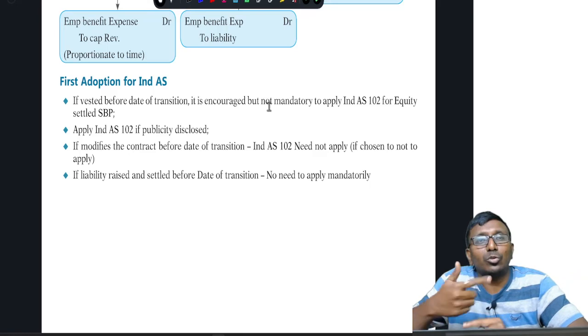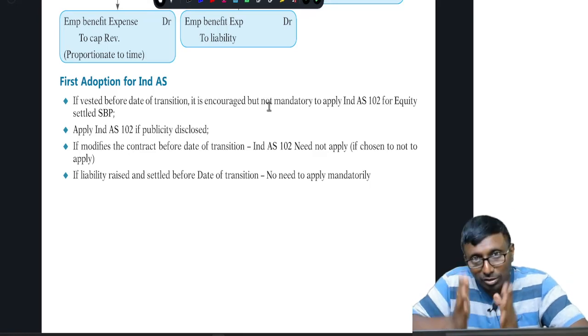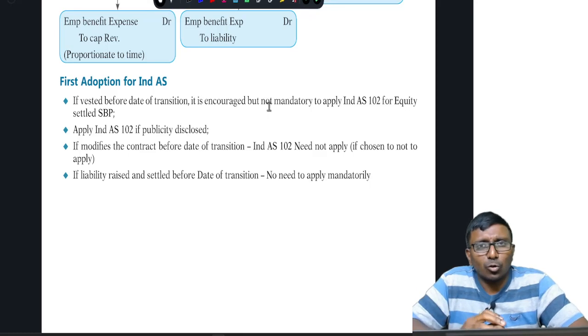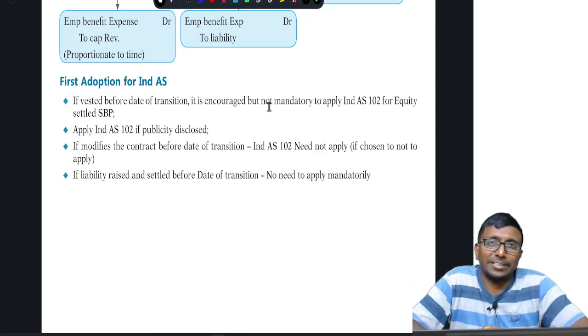SBPR account debit to retained earnings. SBPR account, this you record on the date of transition. Previous year as usual it will go to P&L, current year it will go to P&L, prospectively it will be accounted for from that date. That's it, my dear, and wish you all the very best for your examinations.